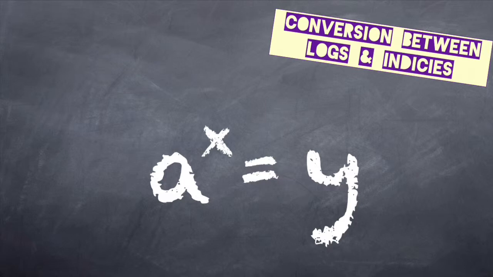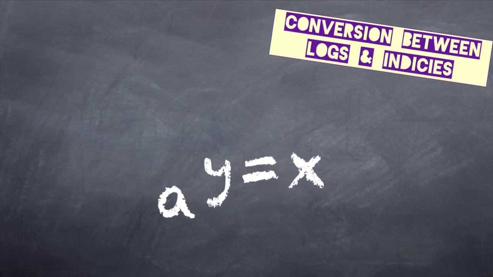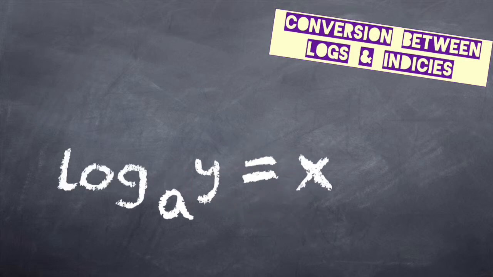Well, it's because as soon as we look at this equation as also being a logarithm, we can convert it from being an indicial equation into a logarithmic equation quite easily. And this will help us in later lessons when we are required to solve both indicial and logarithmic equations. Now, converting between the two equations is simple. To go from an indicial equation to a logarithmic equation, we simply swap the position of x and y and write log out the front of the a.